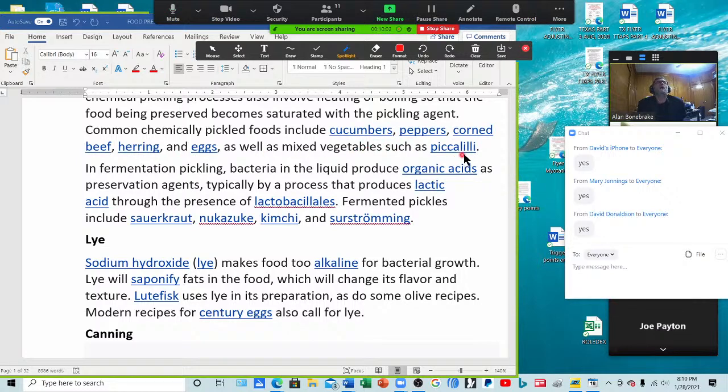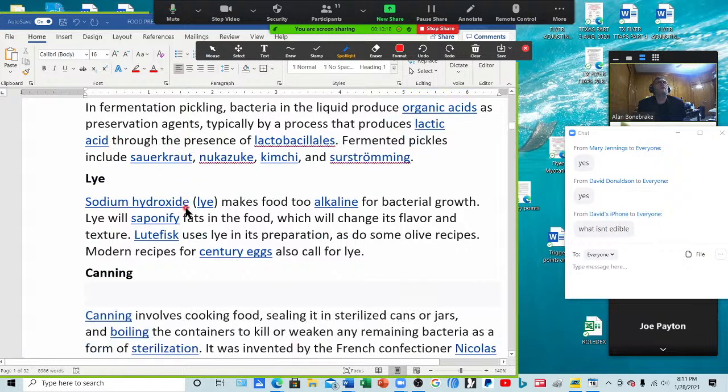In fermentation pickling, bacteria in the liquid produce organic acids as preservation agents, typically by a process that produces lactic acid through the presence of lactobacillus. Fermented pickles include sauerkraut, nukazuke, kimchi, and surströmming.